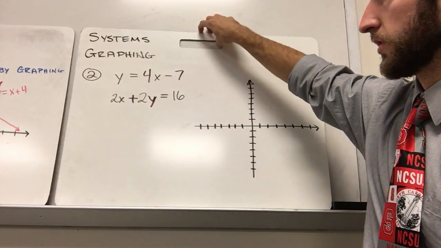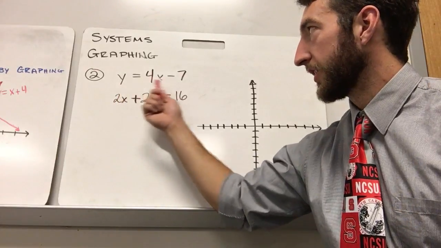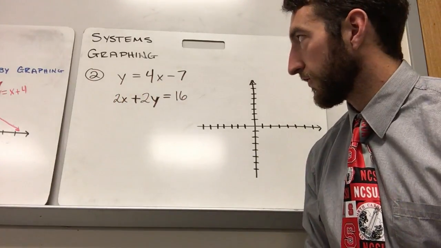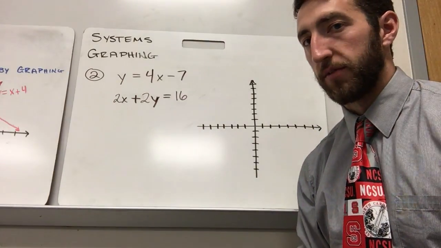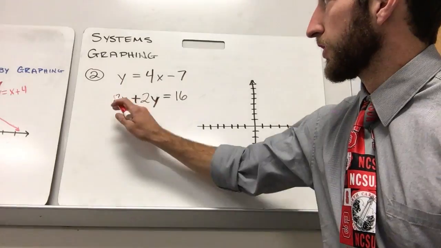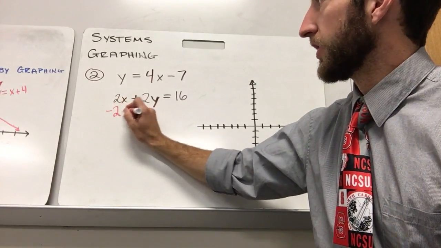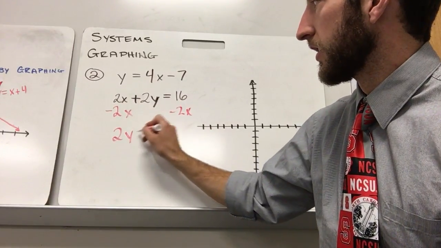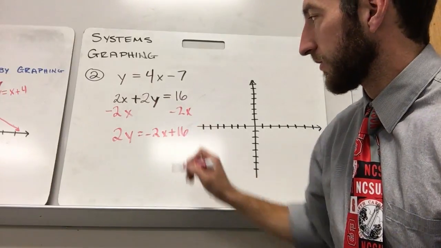Alright, now this one's a little bit trickier, because if you notice I've got this one in slope-intercept form, but this one is not. So what I need to do first is solve for y so that I can graph it, and then we'll find where they intersect. I need to get this to the other side of my equation. So subtract 2x from both sides. That gives 2y equals negative 2x plus 16.